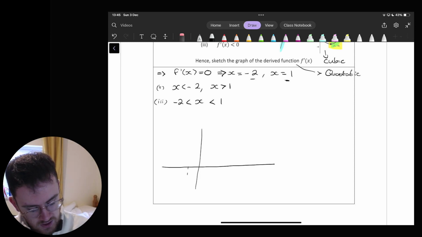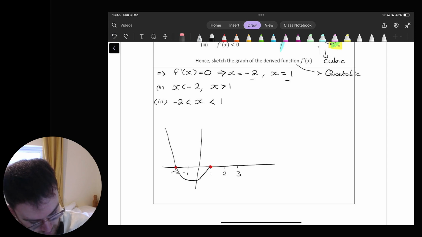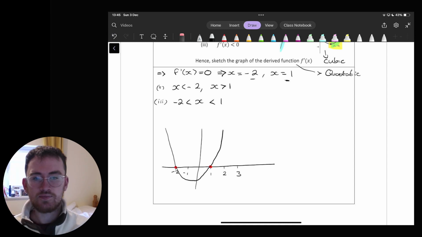So if I'm just sketching it out here, minus 1, minus 2, 1, 2, 3. Let's use the two roots. I know it has roots at minus 2 and 1. And I know that it is positive before minus 2, it's negative after, and then, terribly drawn, it's positive again after. So that's a general sketch. It is not a work of art.